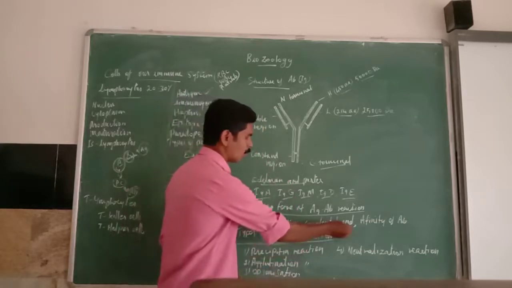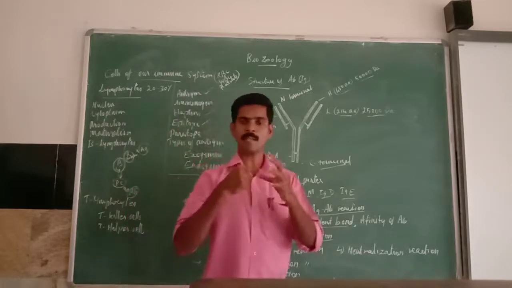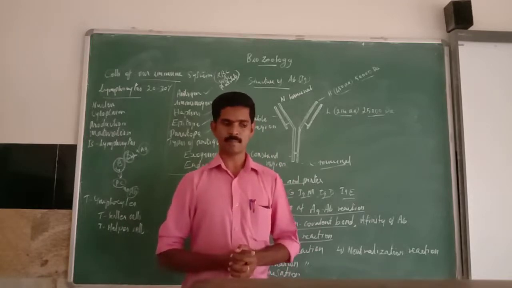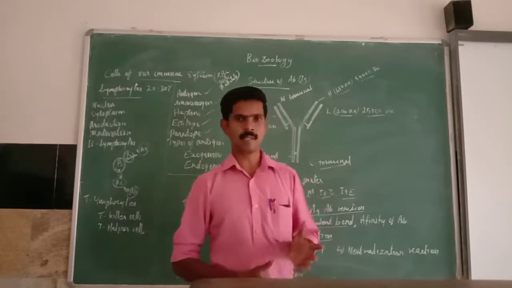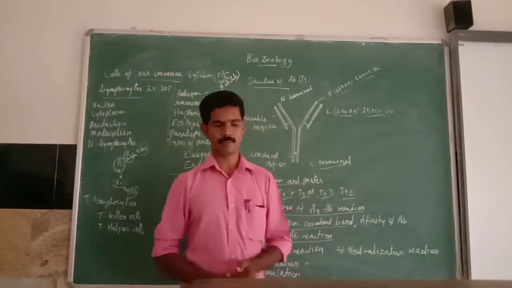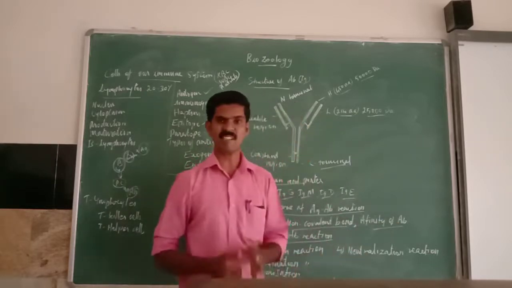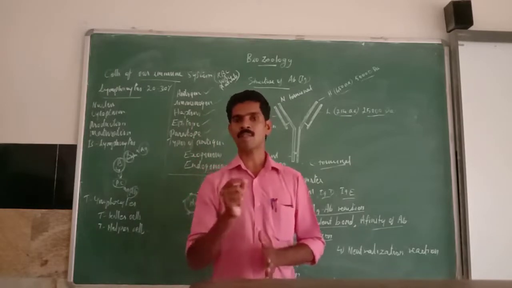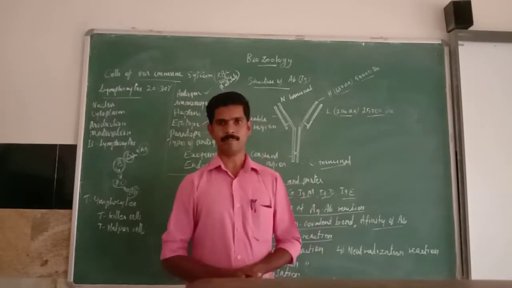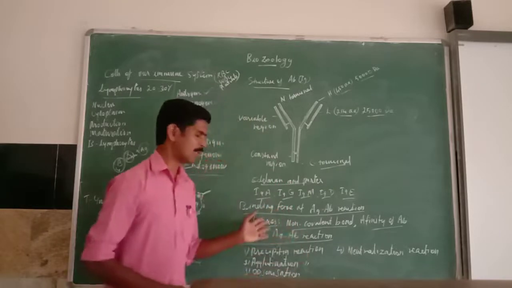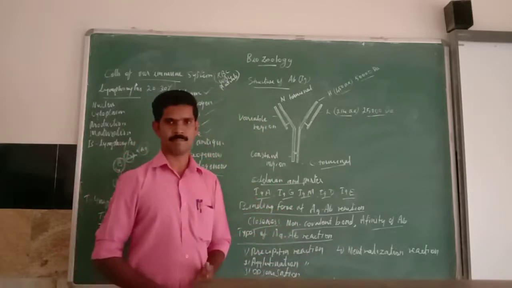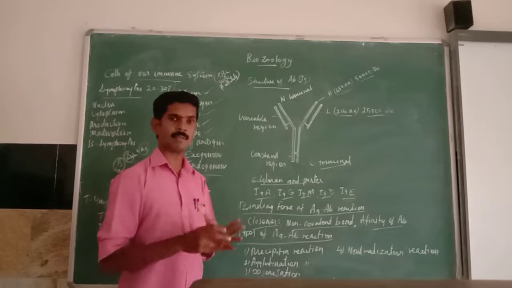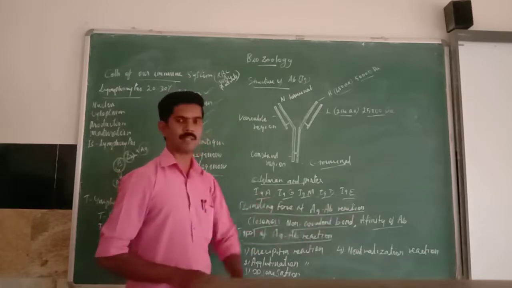The second one is non-covalent bond. The bond formed between the antibody and antigen should be a non-covalent bond. Examples of non-covalent bonds are hydrogen bond and electrostatic bond. The last one is affinity of antibody. Affinity means the strength, the power of the antibody. So these three factors determine the folds of reaction between the antigen and antibody: closeness, non-covalent bond, and affinity of antibody. Understand, my dear students? This is a very important 3-mark question, a very simple, easy question.